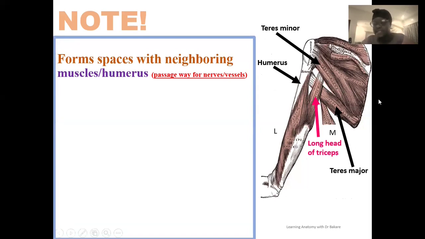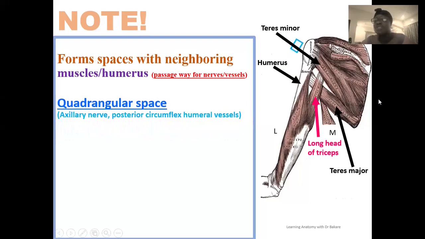If you look at the orientation, you see that we have a quadrangular space here that is highlighted in blue. This quadrangular space is a four-sided space that is created for the passage of vessels. But before we dive into the vessels that run through this space, it is important that we highlight the borders. If you look at the superior border here, also arrayed in blue, you see that it is formed by the teres minor muscle, while the inferior border here is formed by the teres major muscle. If you go more laterally, we have the humerus.